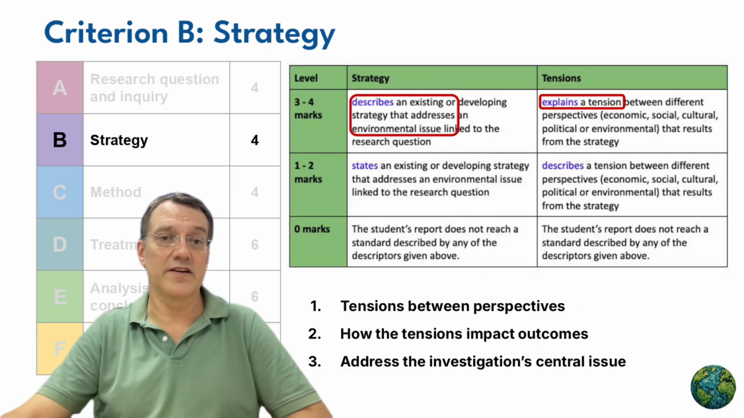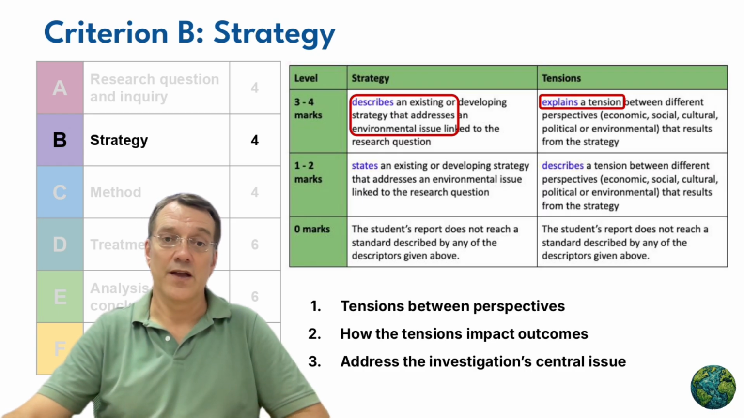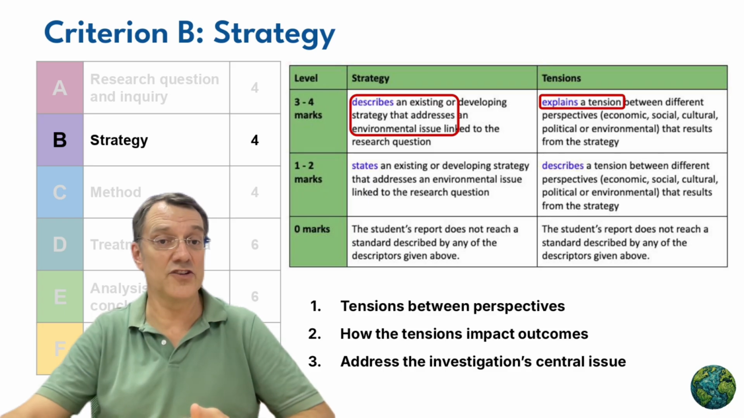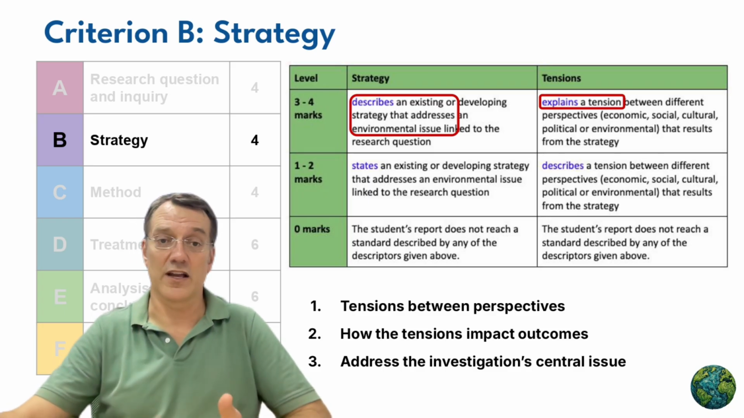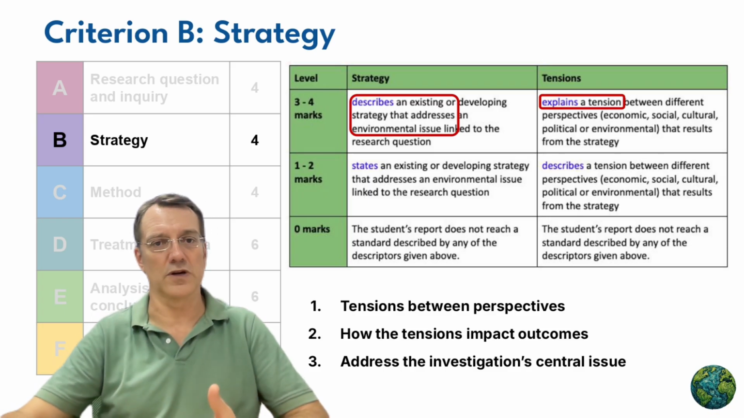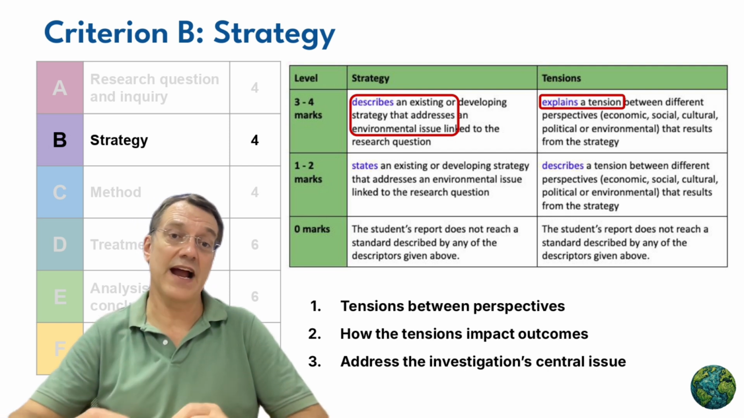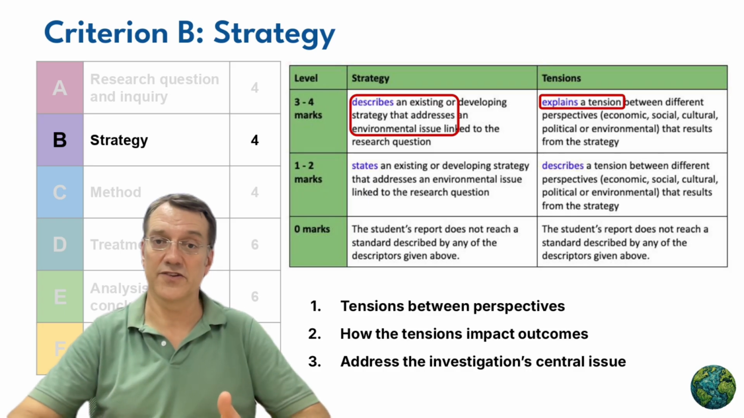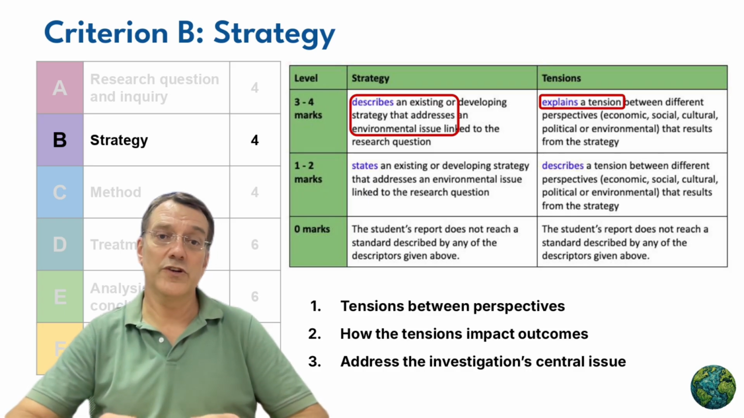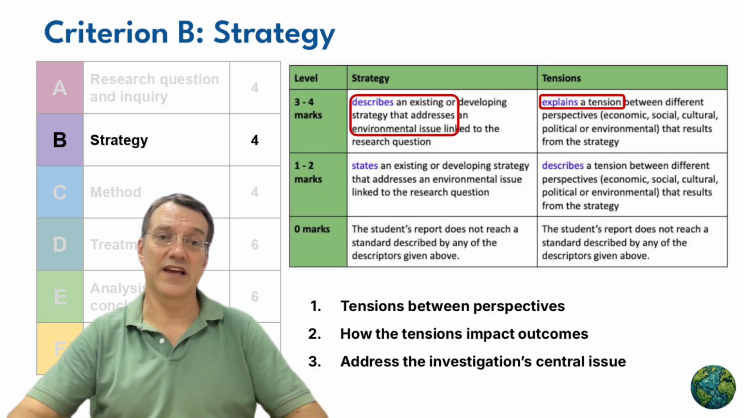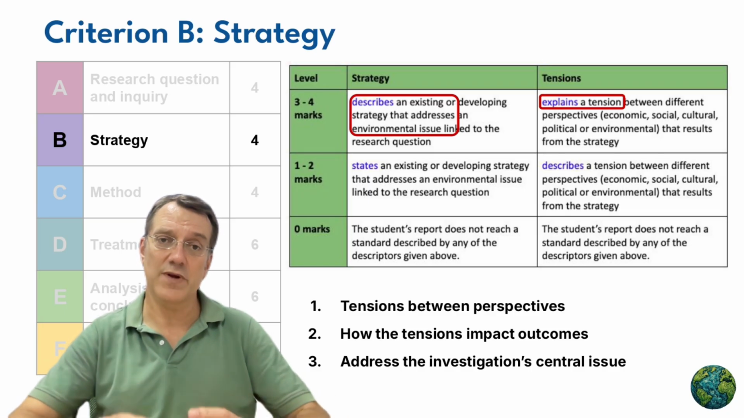Let's take a look at what criterion B actually asks you to do. You have to accomplish 3 main things. First, you need to explain the tensions between different perspectives. Those could be economic, social, cultural, political, or environmental perspectives. Second, you need to show how those tensions impact the outcomes of environmental strategies. And then third, you need to address your investigation's central issue. These 3 elements work together to create a complete strategy section.